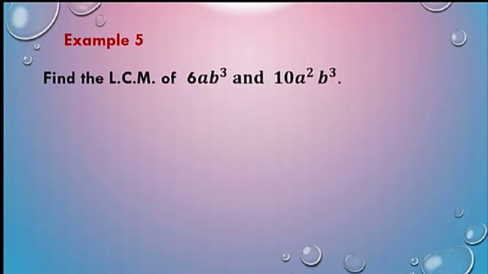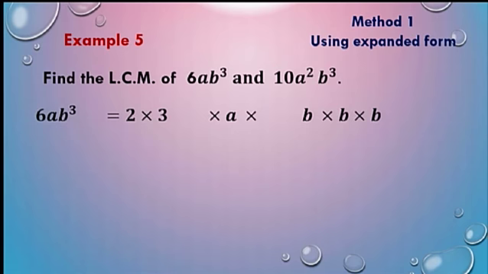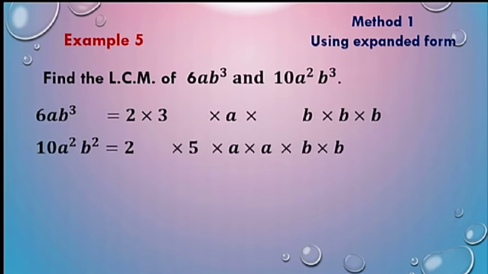Example 5. Here you will see that in the algebraic terms, we have an integer value together with an algebraic term. So to write this term in expanded form, first we need to write the integer value as a product of its prime factors, then we write the algebraic terms in expanded form. So for 6ab cubed, we have 2 times 3 first, then a times b times b times b. For 10a squared b squared, first we write 2 times 5, these two are the prime factors of 10. Then we write a squared b squared as a times a times b times b.